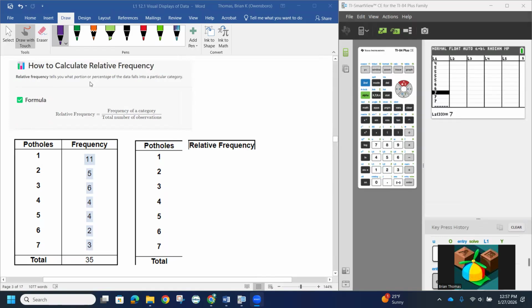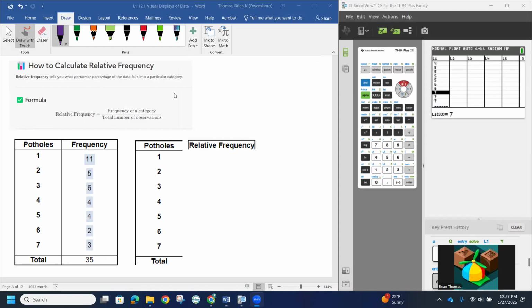Again, these portions are going to be in decimal form because it could be a fraction, decimal, or percentage. So we're trying to figure out what percentage of the data falls into each category. To calculate relative frequency, we have the frequency of each category divided by the total number of observations altogether.